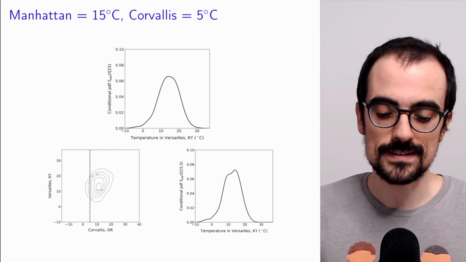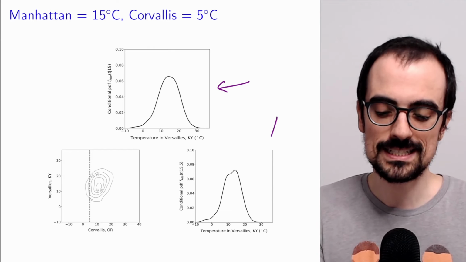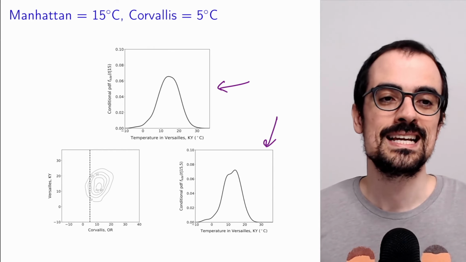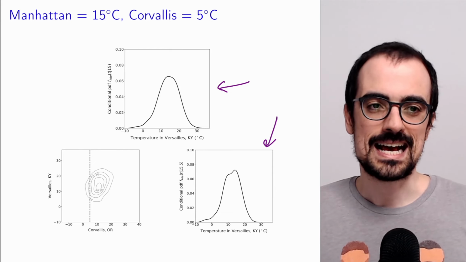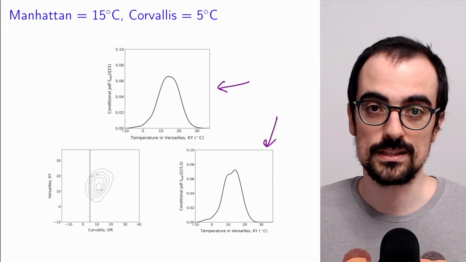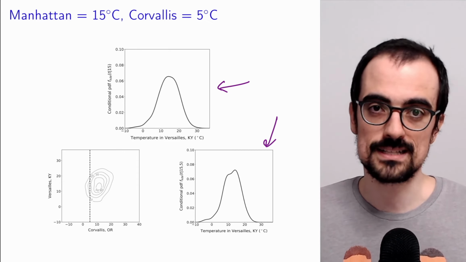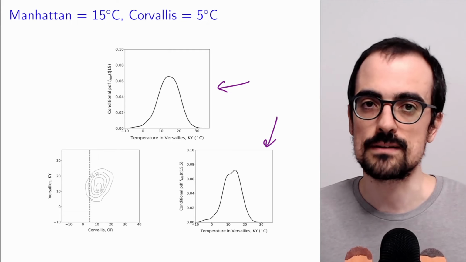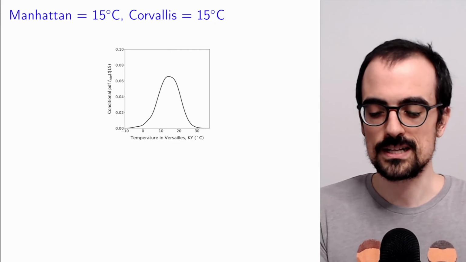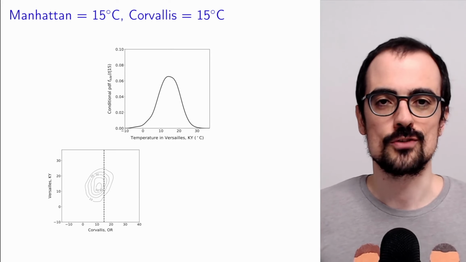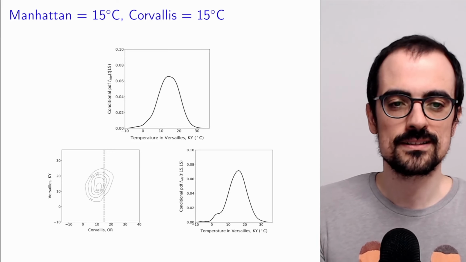And what we observe now is that the conditional given just Manhattan is actually pretty similar to the conditional given Manhattan and Corvallis. So if we know that it's 15 degrees Celsius in Manhattan, knowing that it's 5 degrees Celsius in Corvallis does not change our uncertainty about Versailles very much. What if we know it's 15 in Corvallis? Now we're taking another slice of this conditional joint PDF. The change again is not very big.